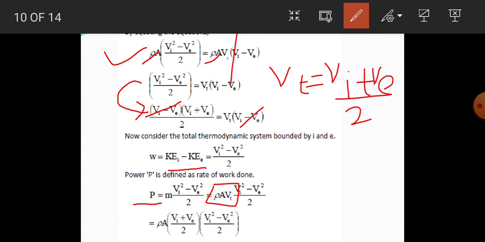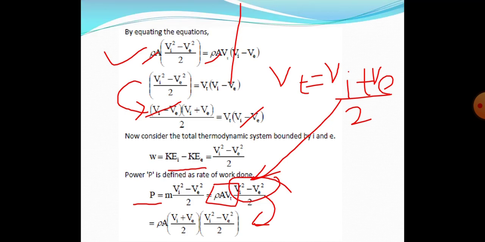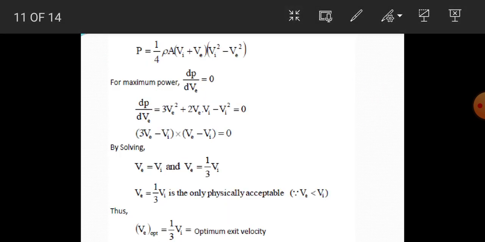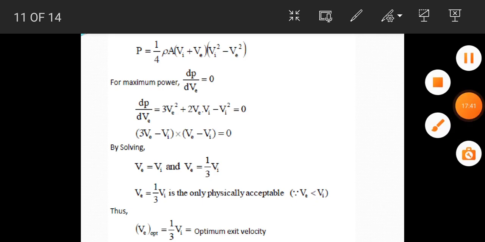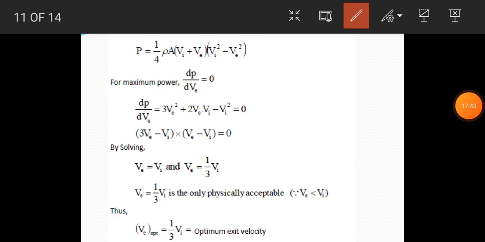Here again we can write vt is equal to (vi plus ve) by 2, and here a square minus b square can be written as (a plus b) into (a minus b). So we will get (vi plus ve) and (va square minus ve square). So this is the power which we are getting from the wind.